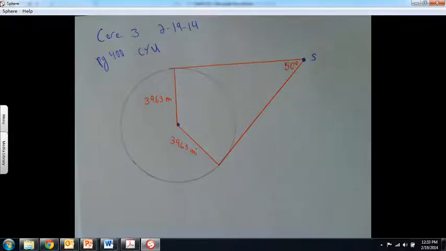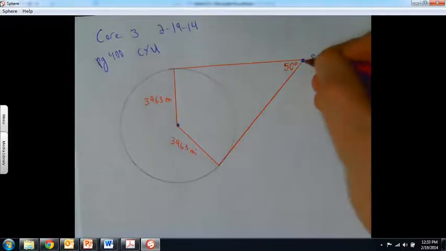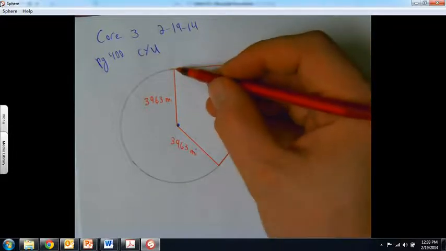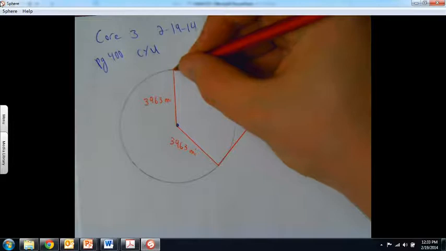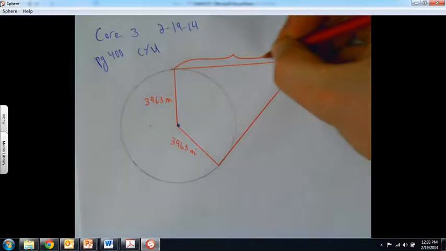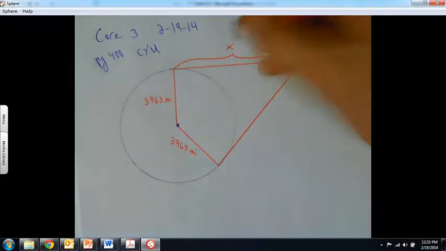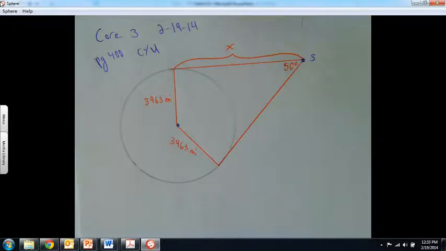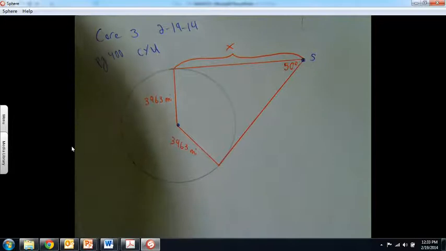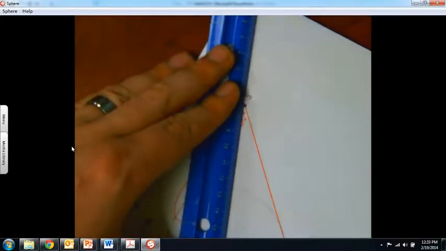Now, we're asked for two different things. We're asked, what is the distance from S to the location along the equator right there? So we're asked for that distance. I'm going to label it X. And how far above the Earth's surface is the satellite? So that is a straight-on line right here.